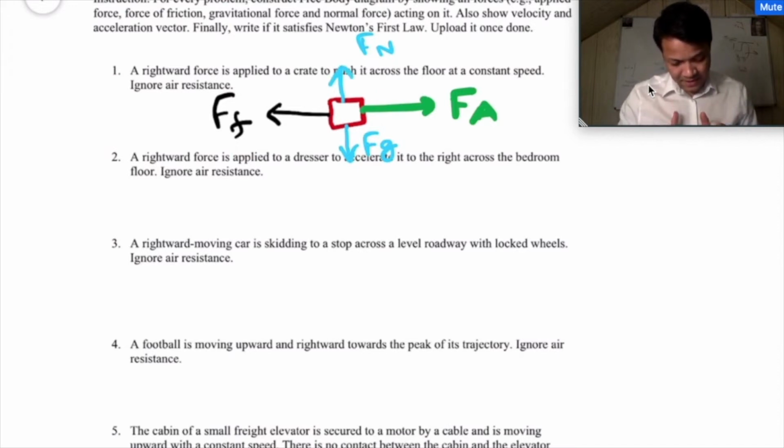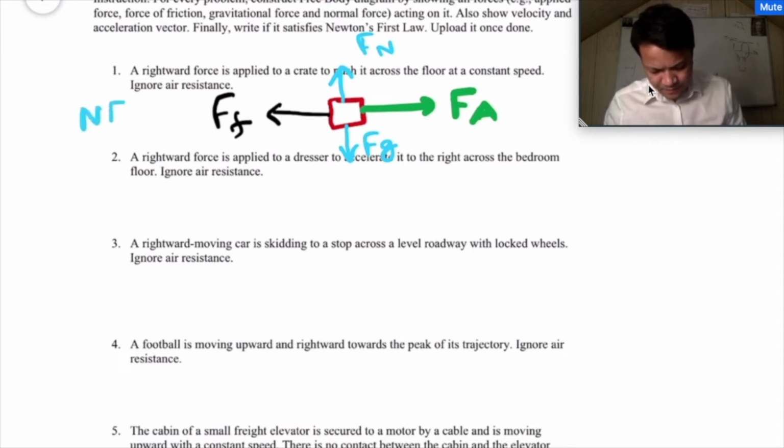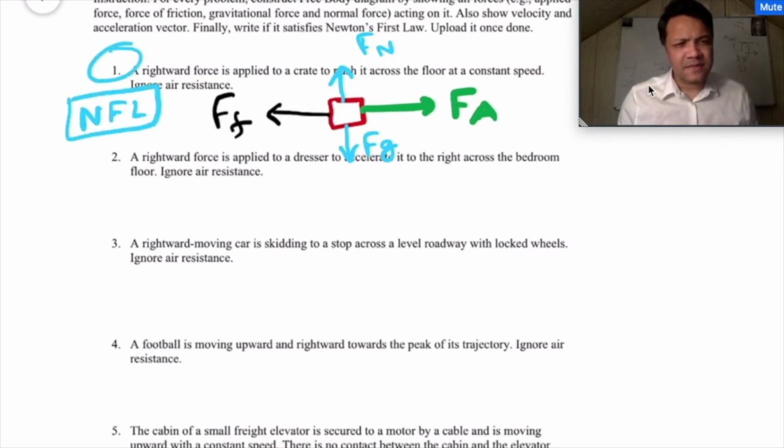So Newton's first law tells us that if you use Newton's first law, you will see that the Fn is equal in magnitude with Fg, but opposite in direction. So in the y direction, net force is 0. Fa, on the other hand, is equal in magnitude with Ff, but opposite in direction. So in the x direction, net force is 0. So the net force is 0. That means this is Newton's first law. The scenario number 1 represents Newton's first law. Let's move to scenario number 2.